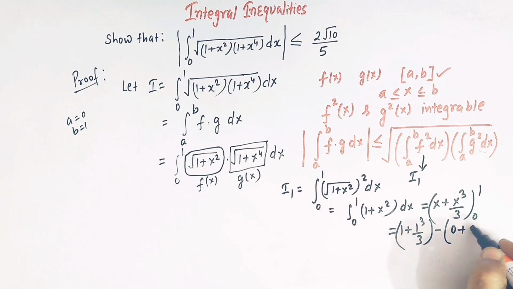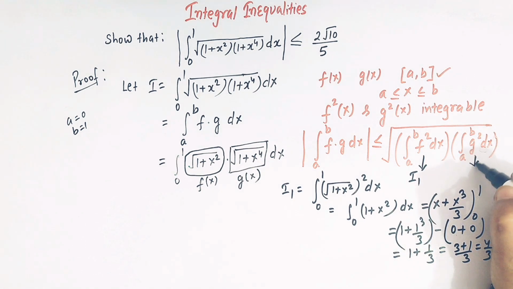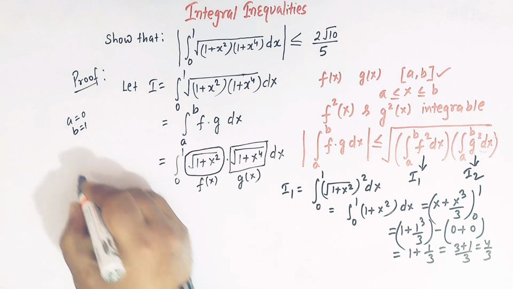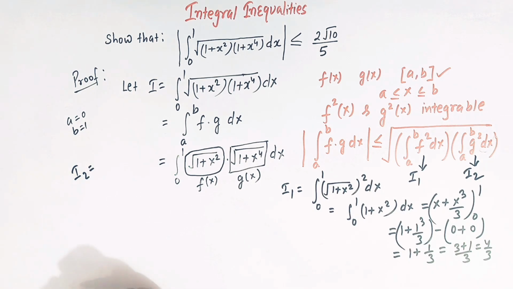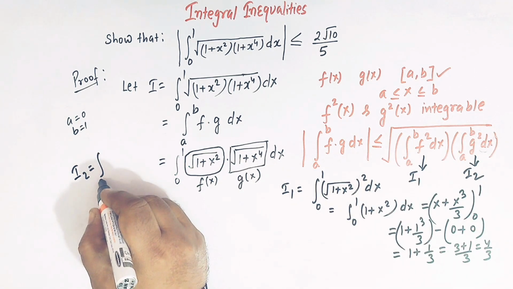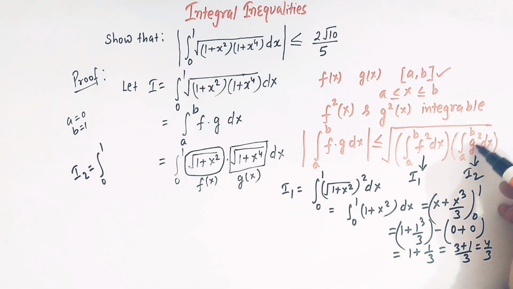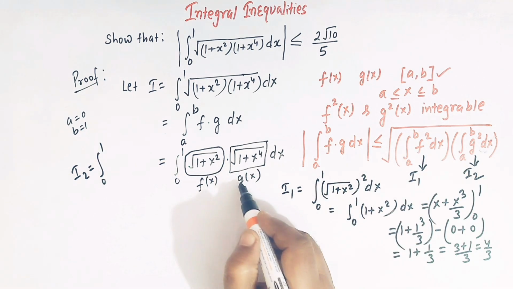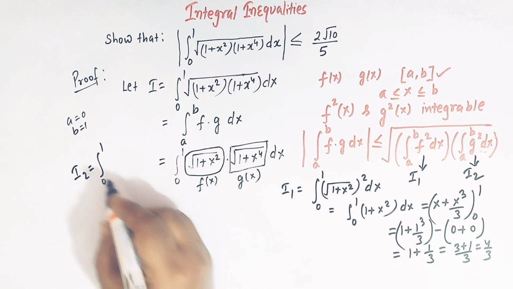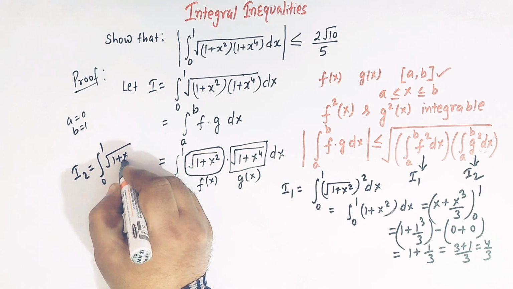So this is 0 plus 0, and here we have 1 plus 1 over 3, that is 3 plus 1 over 3, that is 4 over 3. Right, now let us take this integral as I2. So I2 can be written as integral a to b, where a is 0, b is 1, and g squared. So here g of x is the square root of 1 plus x raised to 4.